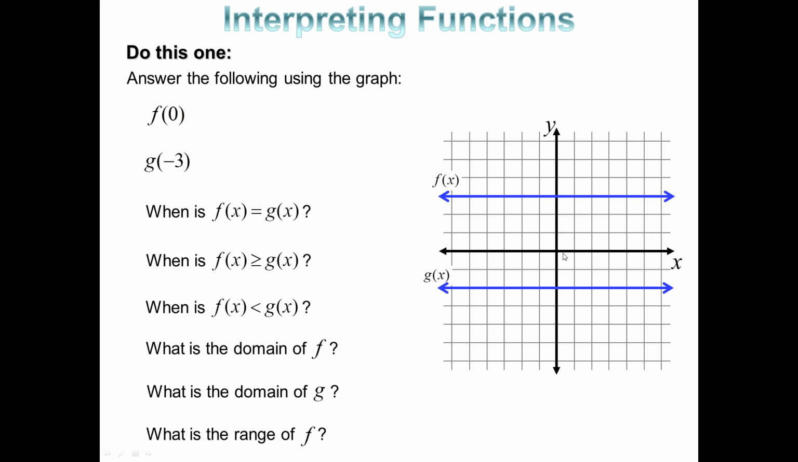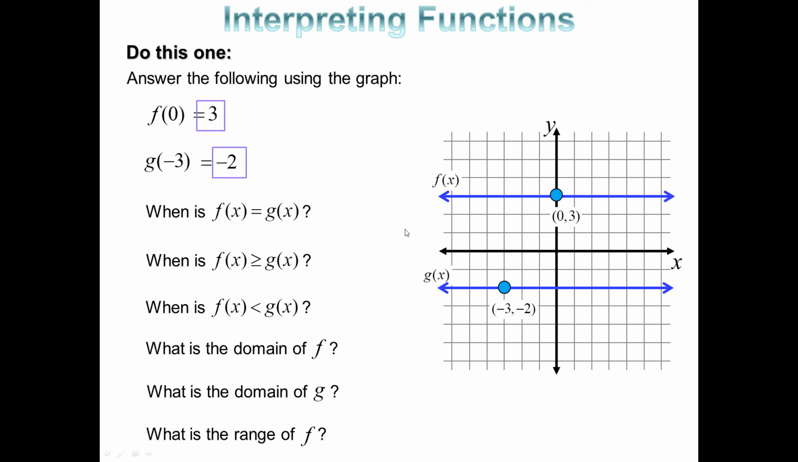Okay, so f of 0. So here's 0. F is right here at 3. So f of 0 is 3. G of negative 3. So negative 3 is here, and the line G is right there. That's negative 2. Okay, and no matter what I put inside of here, these answers wouldn't change because these are constant functions. This is always negative 3, and this is always negative 2.